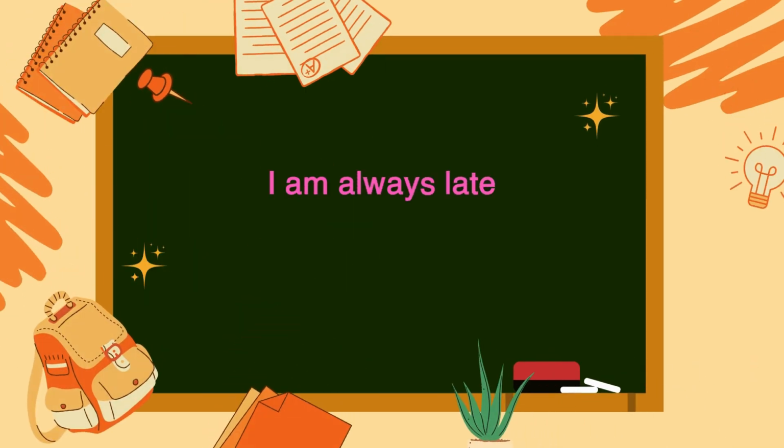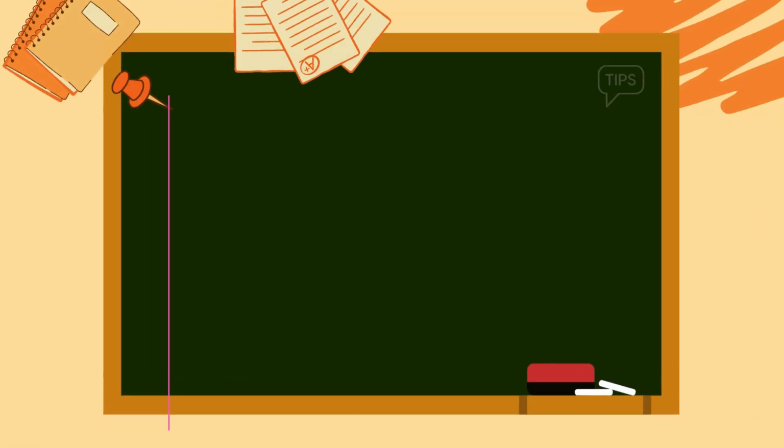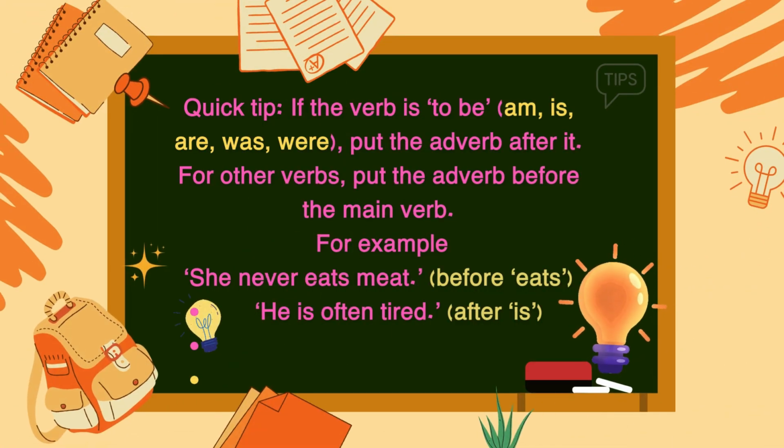Much better, right? Quick tip, if the verb is to be, am, is, are, was, were, put the adverb after it. For other verbs, put the adverb before the main verb. For example, "She never eats meat." Before eats. "He is often tired." After is.